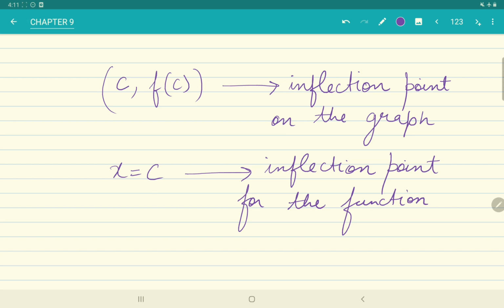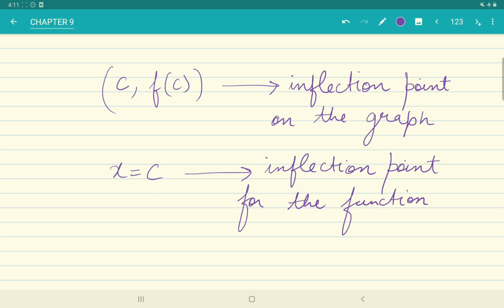The point that I'm trying to make here is, at x equal to c, f double prime x changes sign, and that just means x equal to c is our inflection point for the function. Also, if we look at the graph, we take x equal to c and locate f of c. So c, f of c would be the inflection point on the graph. X equal to c is an inflection point for the function.